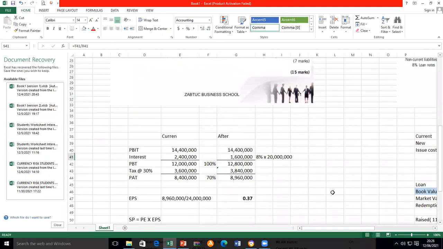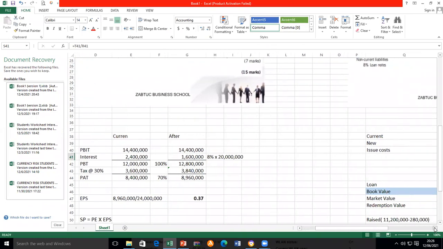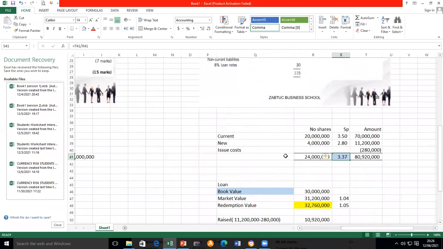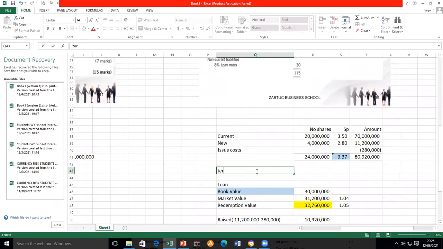So in your answer, step number 1, you must calculate the target, your standard. The standard is your theoretical ex-rights price. That's what you must do first. Calculate your theoretical ex-rights price. You calculate this, and you must say, this is my standard. This is what is acceptable to me. That's step number 1.